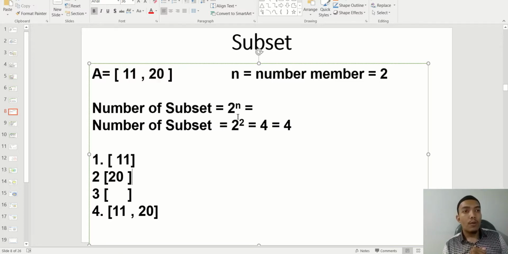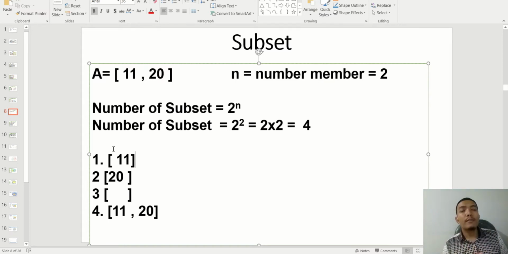You just need to put the number n here into the formula, which is 2 squared. 2 squared is 2 times 2, so it's basically 4. And then if we try to list them, is it true that the set A only has 4 subsets?